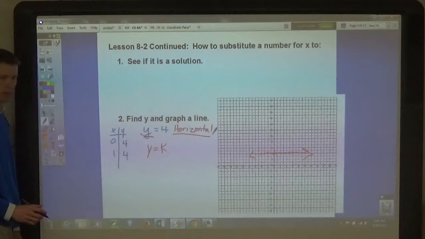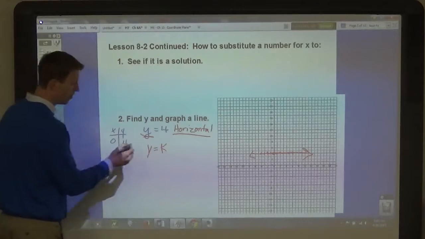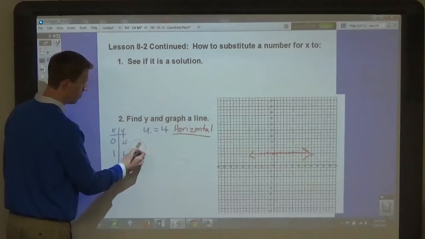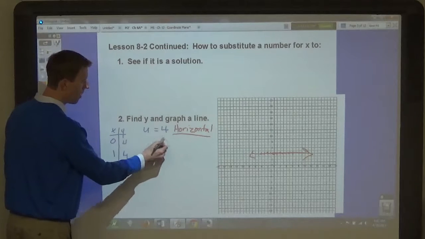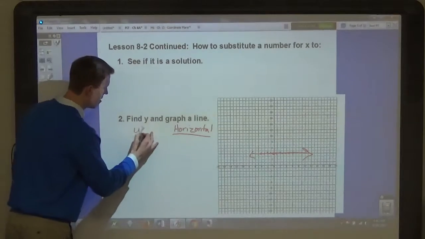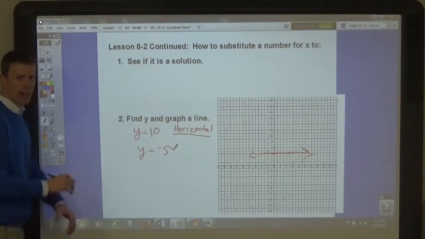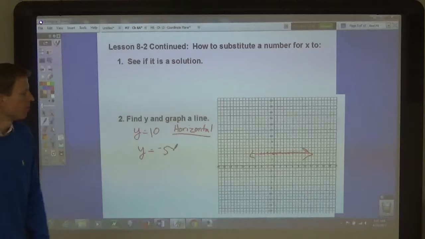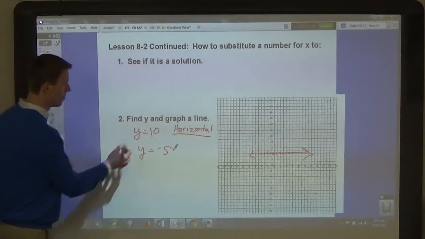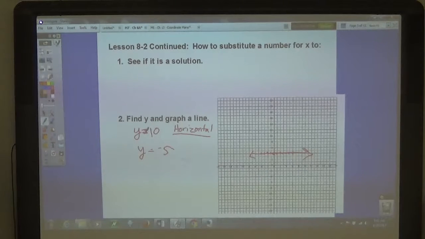Alex: So why is it 4 for y? Why not some other number? Well, it could be any number. In this equation, it's y is equal to 4, but it could be y is equal to 10, or y is equal to -5, or any number. Student: Why is it always going to be the same number? Because the equation is... No, number 8, the equation is y is equal to 4. I got it. I was confused. I thought we were on number 9.